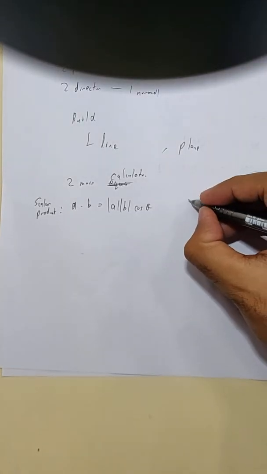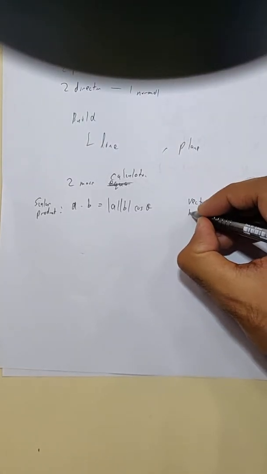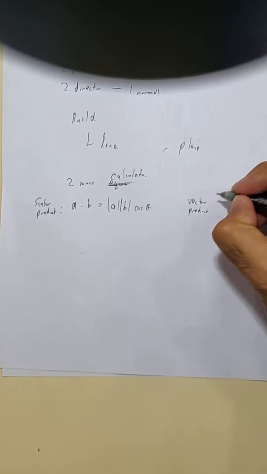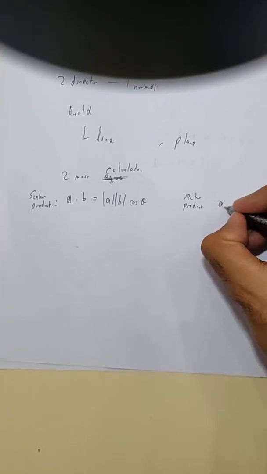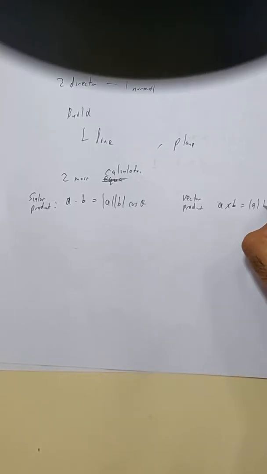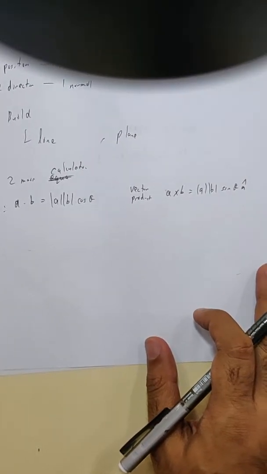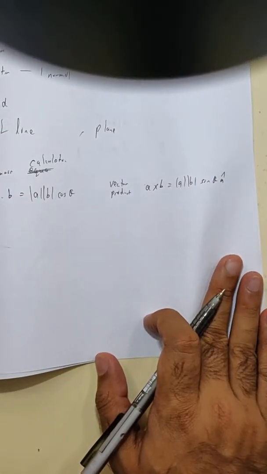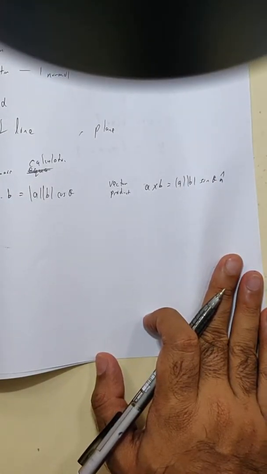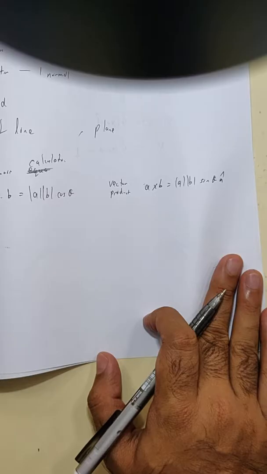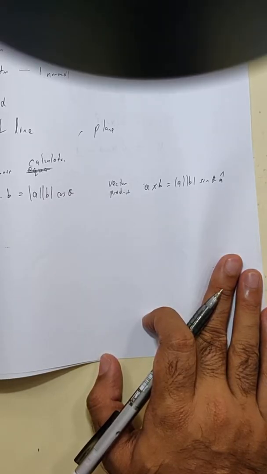And another one is the vector product. It is A cross B equals modulus A, modulus B, sine theta, and n hat, or unit vector. Okay, this is the main one of this topic. There are of course more, but this is the main calculation.